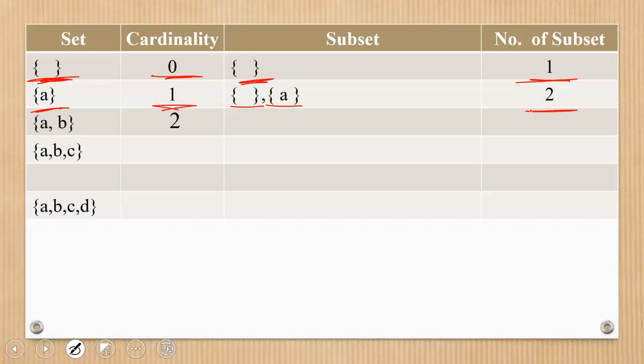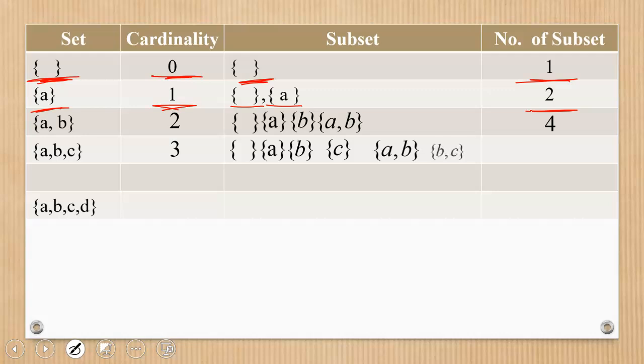If I do the same thing for a set containing A, B, which has a cardinality of 2, we can have the subsets: the empty set is 1, a set of A, a set of B, a set of AB. All right, so how many do we have? 4. Now, for A, B, and C, which has a cardinality of 3, we can create subsets as the empty set, A, B, C, then AB, then BC, then AC. Then finally ABC itself. In all, we'll get 8.